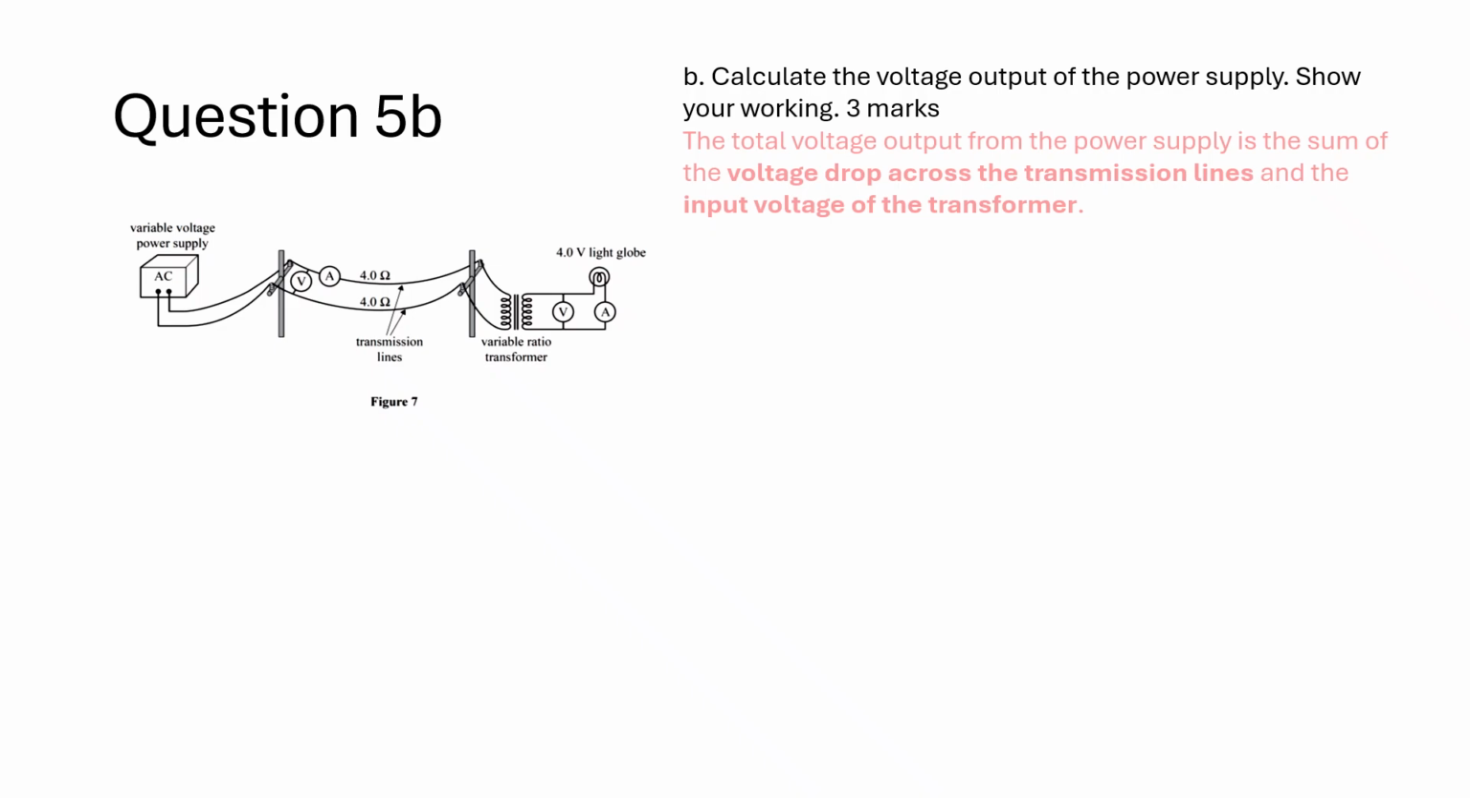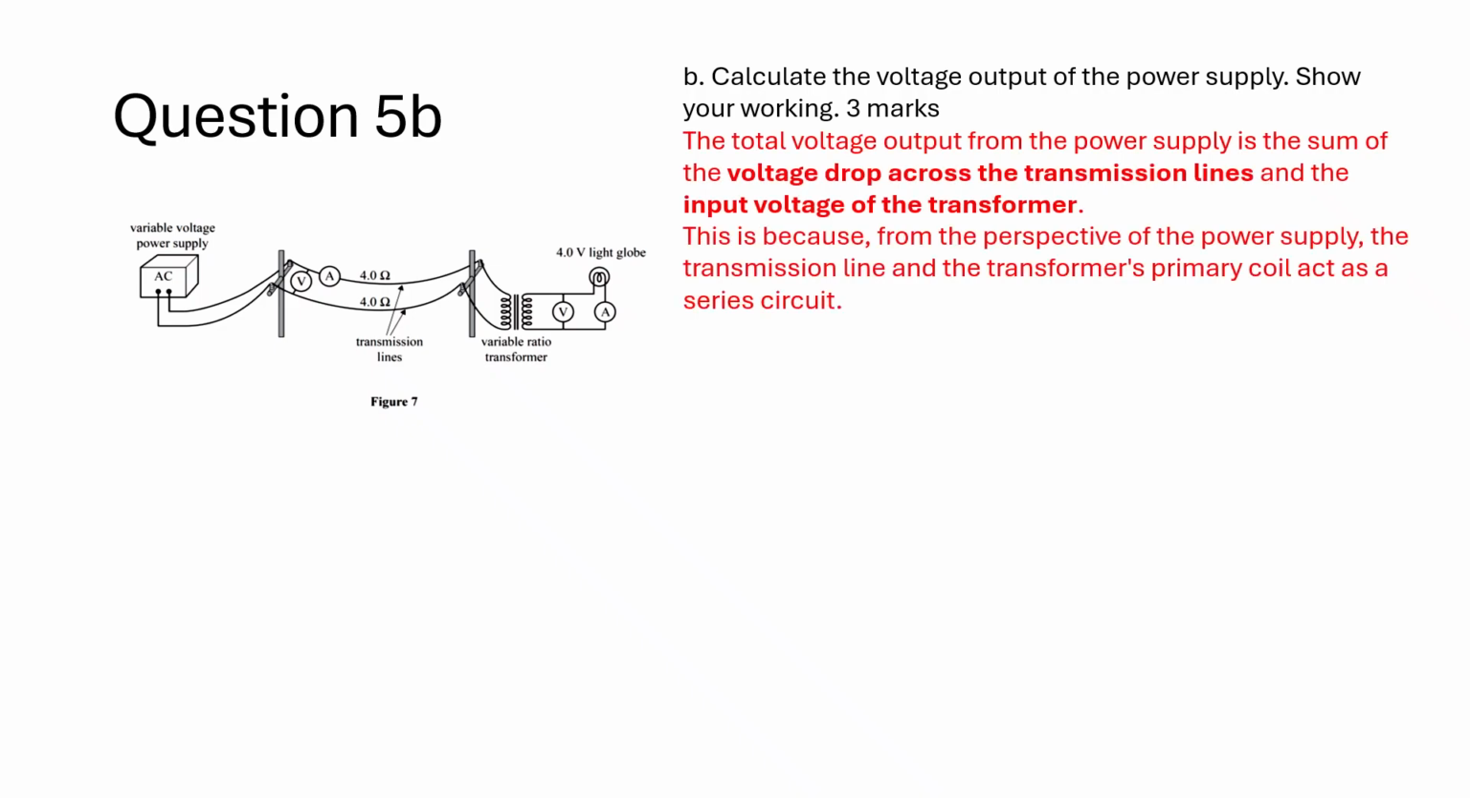The total voltage output from the power supply is the sum of the voltage drop across the transmission lines and the input voltage of the transformer. This is because, from the perspective of the power supply, the transmission line and the transformer's primary coil act as a series circuit.